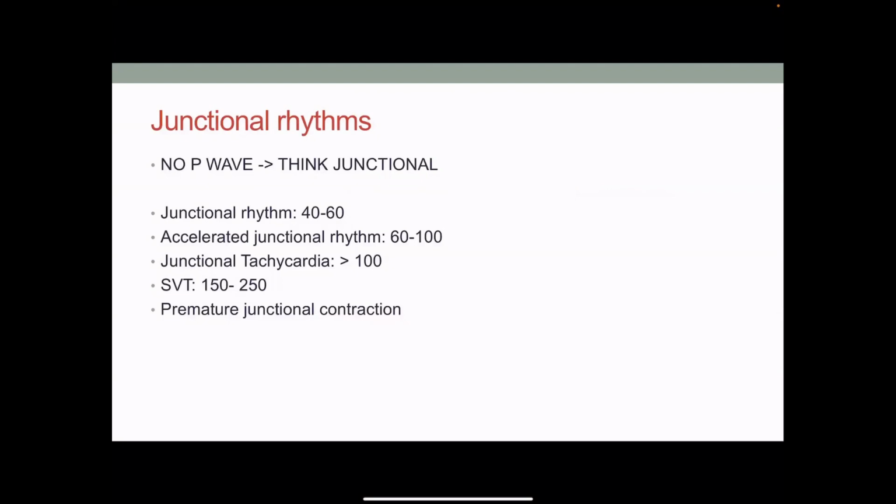Now, when we're done with bradycardias, tachyarrhythmias, and all of that, there's one more thing that we need to know, which is junctional rhythms. Now, we know that the SA node, when it's the one controlling the rhythm of the heart, is around 60 to 100. But sometimes the SA node malfunctions or there's SA node dysfunction. So what happens is the AV node takes over as the new pacemaker.